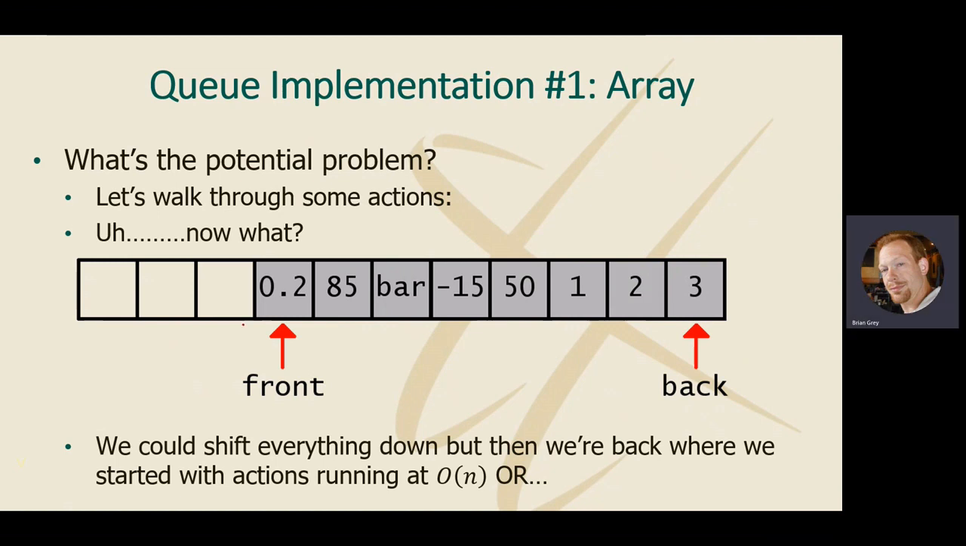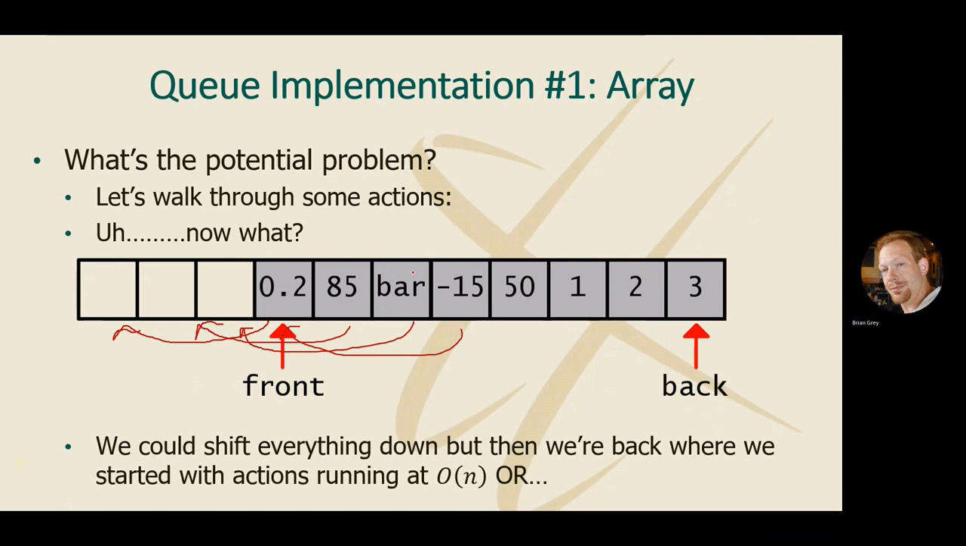Option number one is we shift everything down, right? So 0.02 goes there and 85 goes there, or 0.2 goes there, and bar goes here and -15. But this is a big O of n process. And again, we want to avoid doing that if we don't have to.